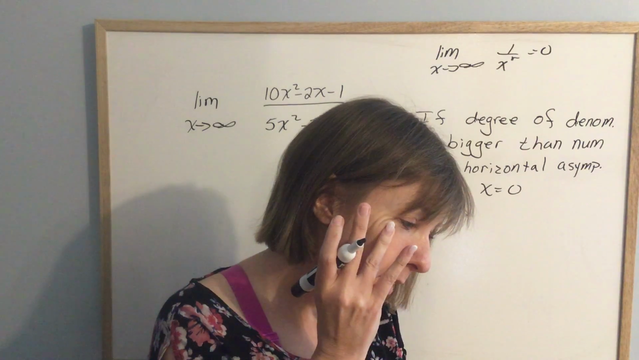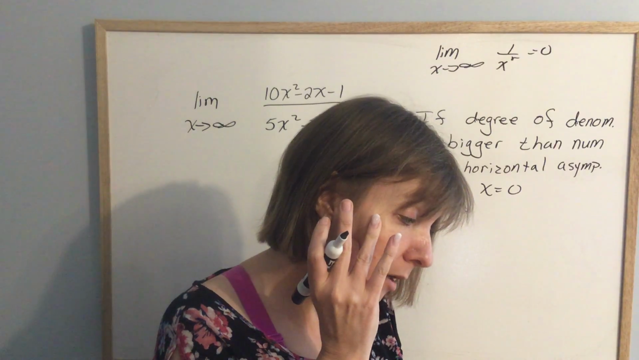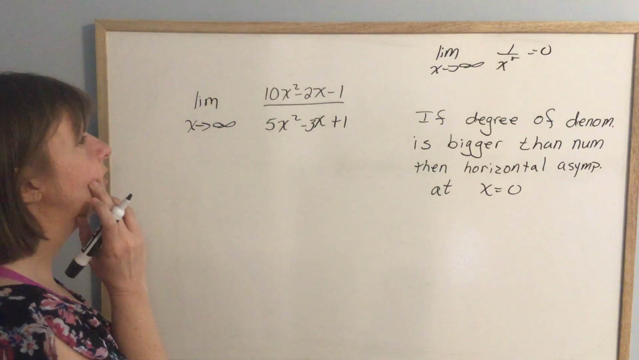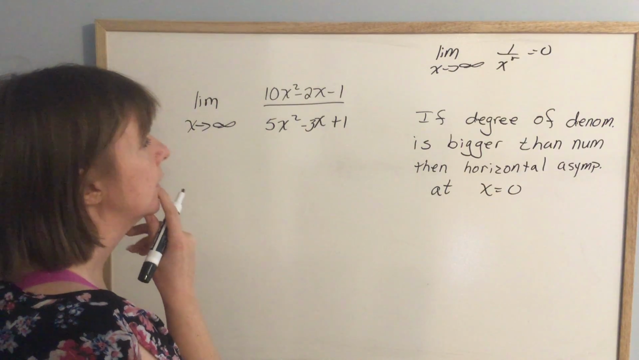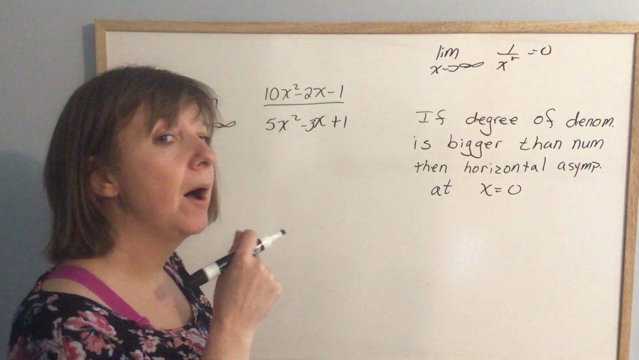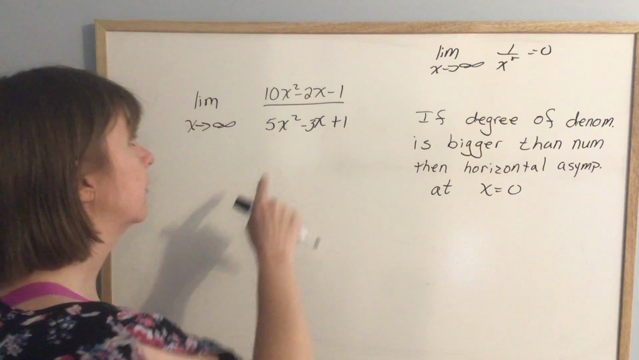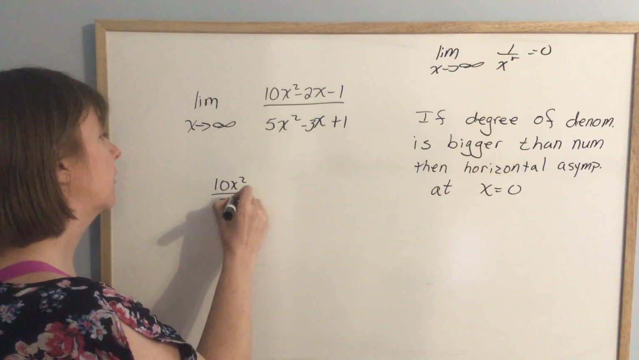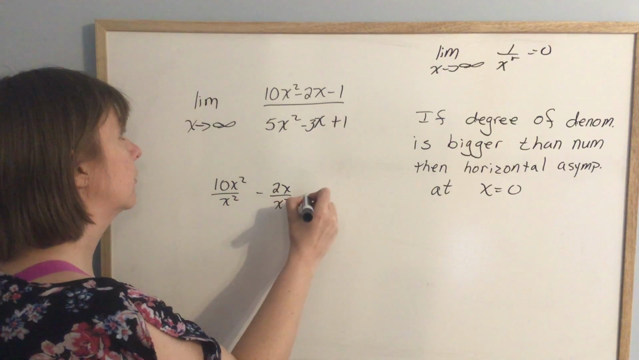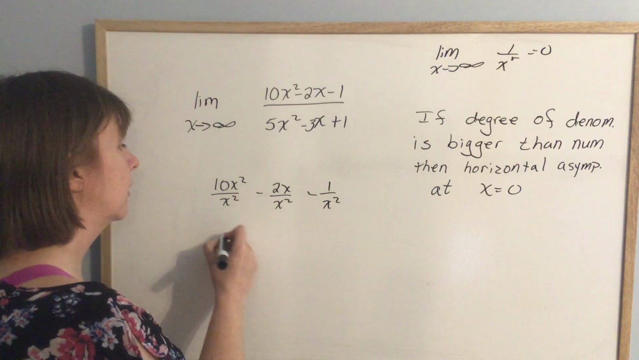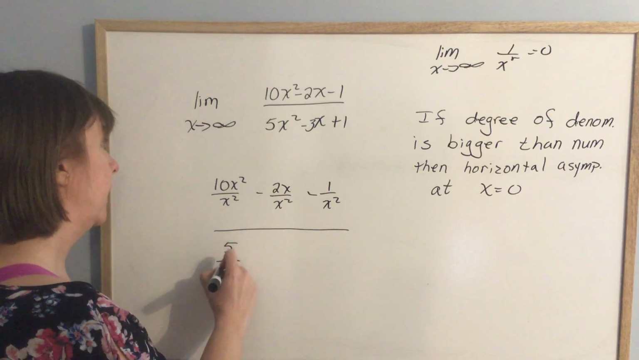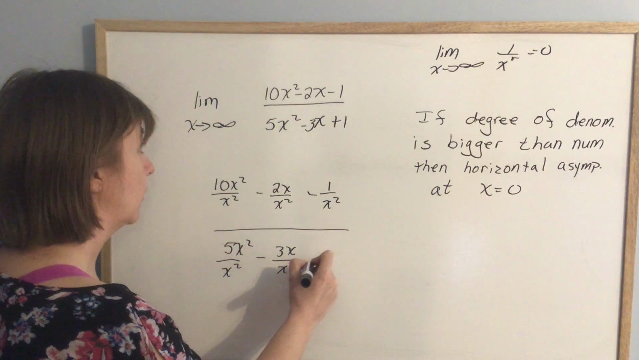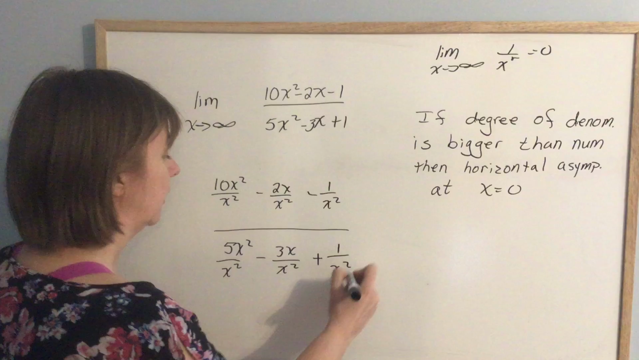Let me explain what they do, okay? They divide every single piece by whatever the variable with the largest exponent is. So x squared is the largest exponent. So they go through and they do this. 10x squared over x squared minus 2x over x squared minus 1 over x squared, all divided by 5x squared over x squared minus 3x over x squared plus 1 over x squared.